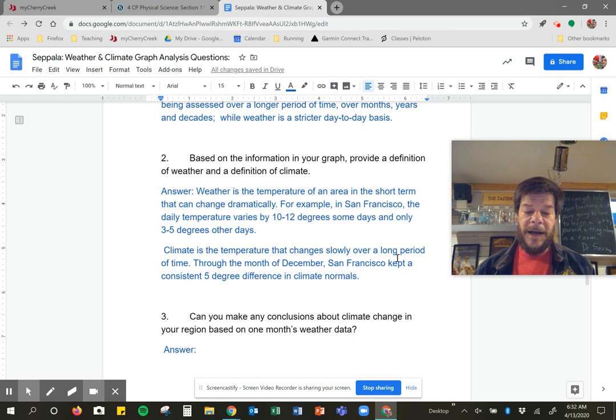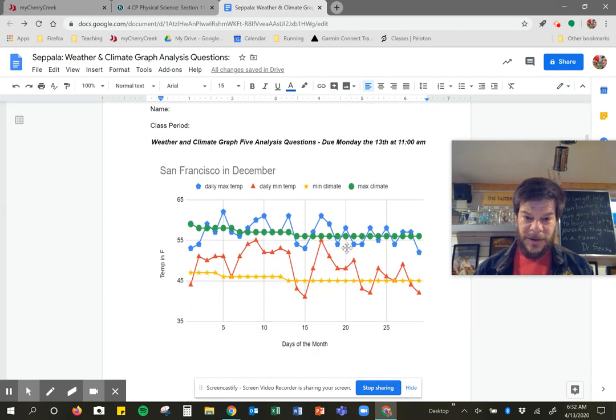Weather is the temperature in the area that's short term that can change dramatically. And I gave some examples from San Francisco from my graph. Climate is the temperature. And again, I gave some information from my graph. What I looked at was the difference between my blue and my red lines. And then I looked at the differences between my green and my orange line. You'll notice that the blue and the red line changes dramatically. In some areas, it changes almost 10 degrees. In other areas, it only changes 5 degrees. Whereas climate, green and yellow, stay pretty constant.